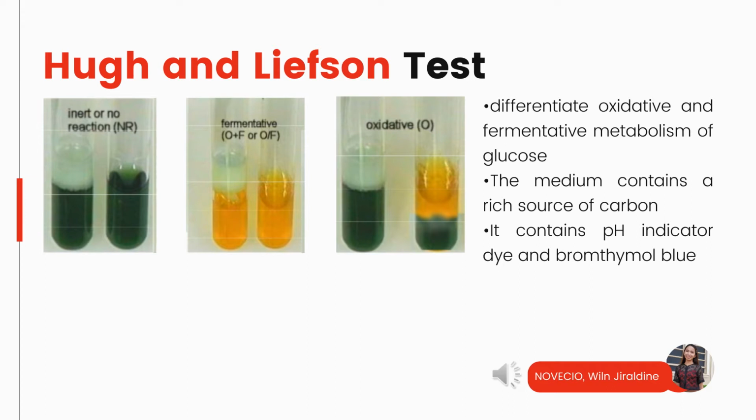Two tubes are required for interpretation of the OF test. Both are inoculated and one tube is overlaid with Vaspar, while the other is not. The Vaspar serves as a barrier to oxygen to help achieve an anaerobic environment.